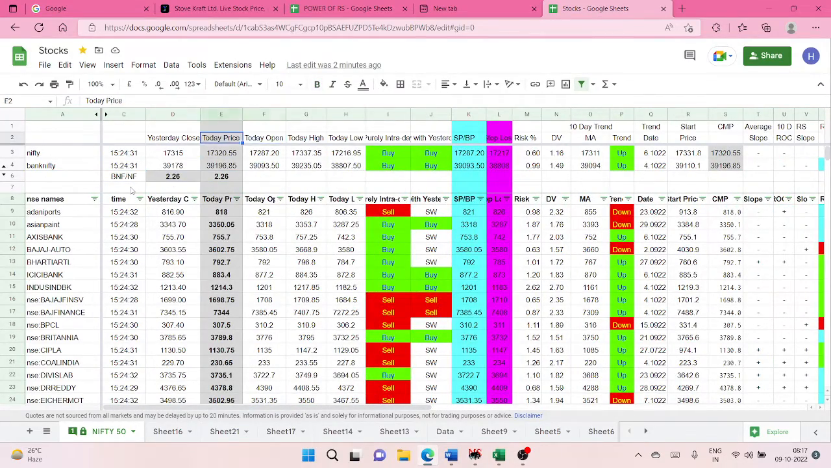This particular section is Yesterday's close, today's open, today's high, purely intraday. This is an intraday section. Now once we come on to the 10-day trend scenario, over here we can see the 10-day average, and we can see the trend is up after the closing of 6/10/22. Starting price is 73 and CMP is this.